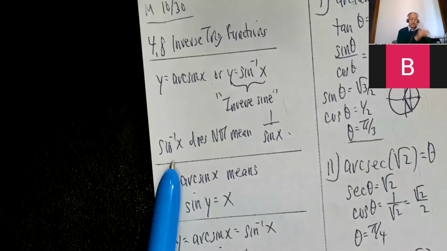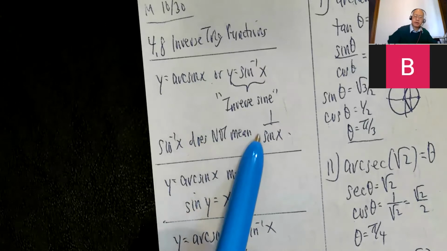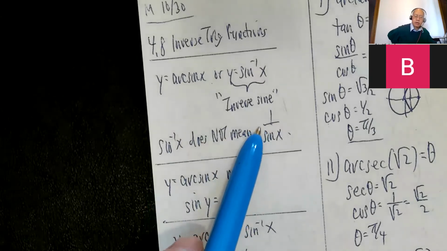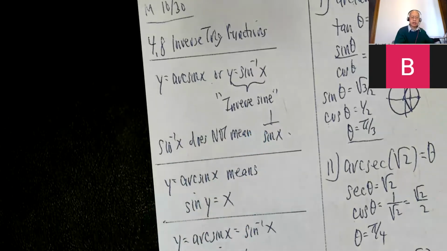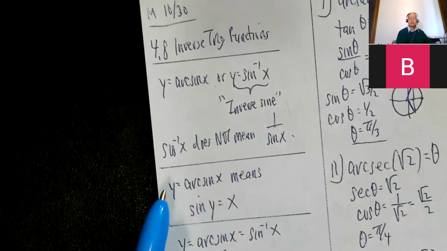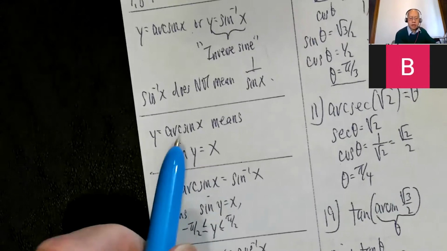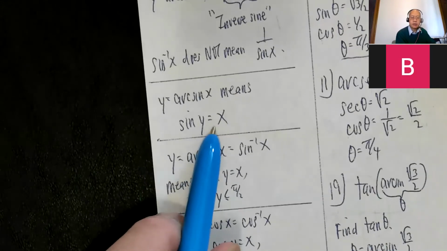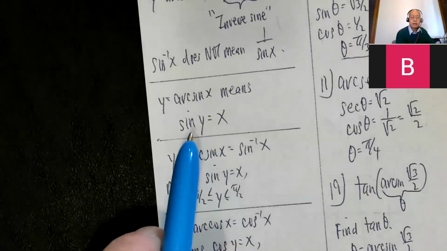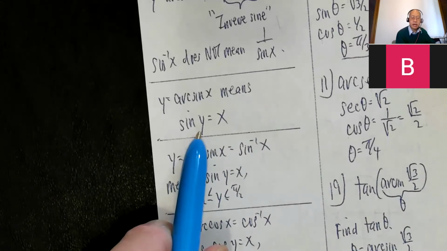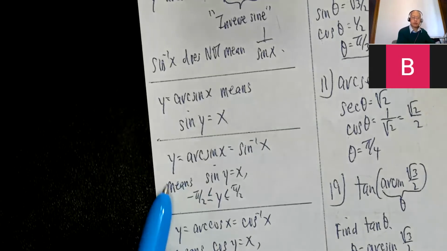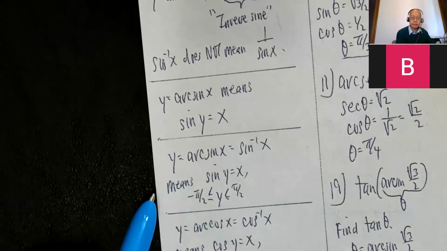Caution, inverse sine of x does not mean 1 over sine of x. So that -1 doesn't mean reciprocal anymore. It's an inverse function. In fact, we already have a name for the reciprocal of the sine, that's cosecant, right? And what does y equals arc sine x mean? It means sine of y equals x. But the angle has to be between -π/2 and π/2. Otherwise, you'd have infinitely many numbers at work and you would not have a function anymore.